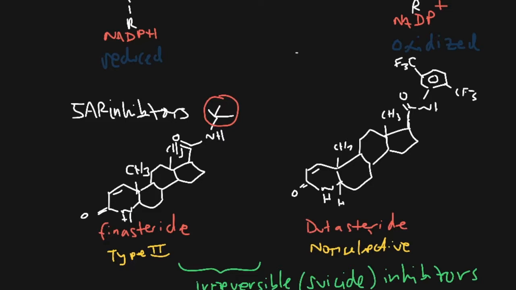So remember that finasteride is a type 2 selective 5-alpha reductase inhibitor, and dutasteride is a non-selective 5-alpha reductase inhibitor. So finasteride is selective for the 5-alpha reductase 2 enzyme, and dutasteride is not selective for either enzyme. So it can bind to either 5-alpha reductase 1 enzyme or the 5-alpha reductase 2 enzyme. And they do this irreversibly, as irreversible inhibitors or as suicide inhibitors, which are the same term.